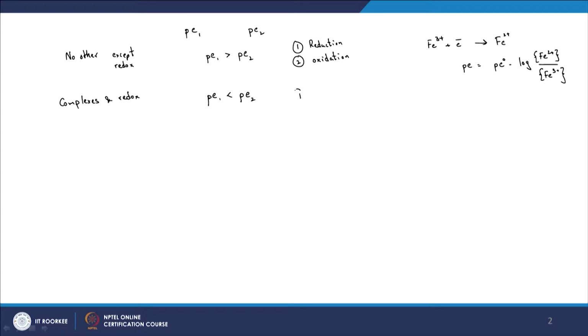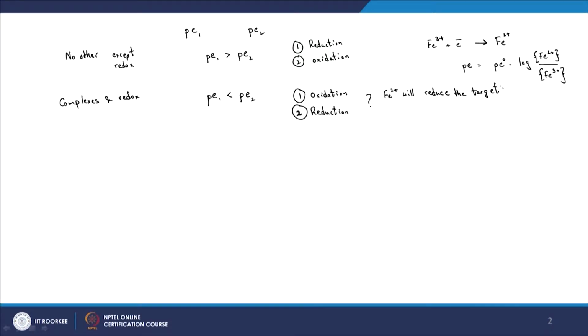So what does that mean? The first half reaction would proceed as oxidation, and the second half reaction would proceed as reduction, as written. What does this change mean? That now Fe2+ will act as the reducing agent and reduce the other relevant compound, the target, let's say.